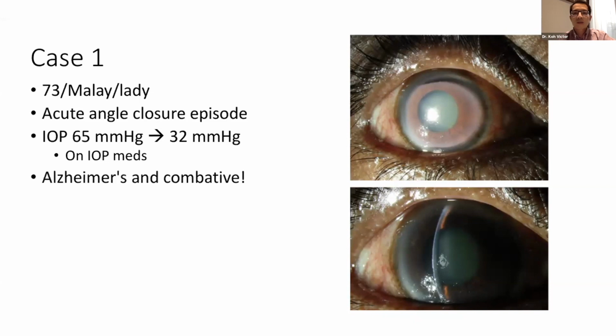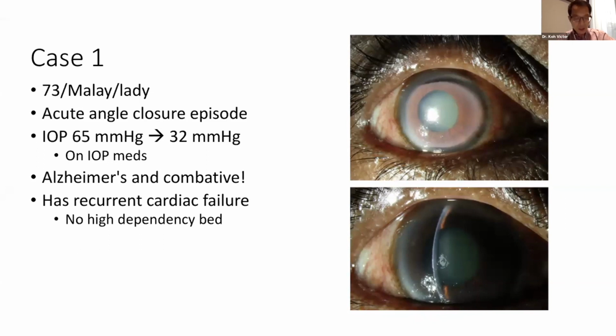To add to the difficulty, she has advanced Alzheimer's dementia and is extremely combative. We could hardly come close to her. She has mood swings, and it is very difficult to do anything. It is even hard to put her at the slit lamp to examine her. Without the ability to do an iridotomy, the next best course of action would be a phaco for her in theater under GA. But she has recurrent cardiac failure, and with the COVID situation, we really had no high dependency bed. The anesthetist refused to put her under general anesthesia.